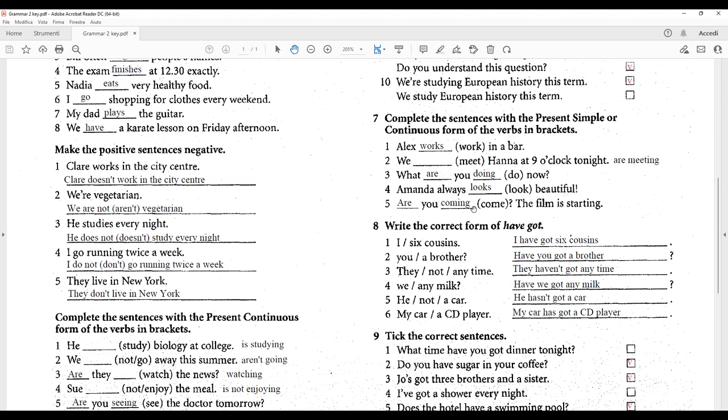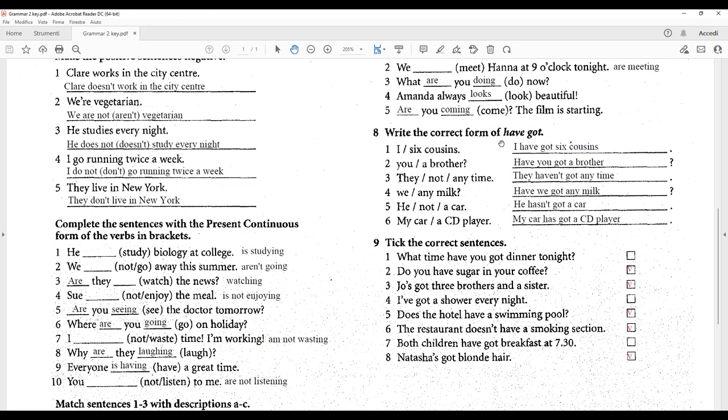Are you coming? The film is starting. Quindi il film sta iniziando. Are you coming? Vieni? In questo caso potrebbe creare una confusione con l'italiano. The film is starting. Il film sta iniziando. Si mantiene lo stesso verbo, is starting, present continuous. Are you coming? The film is starting. Ok?